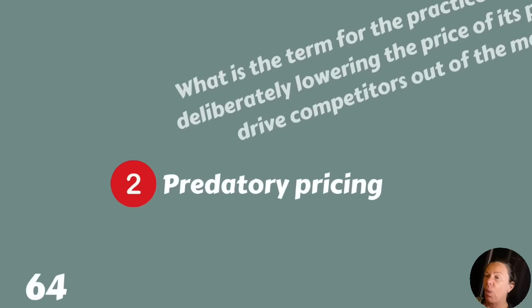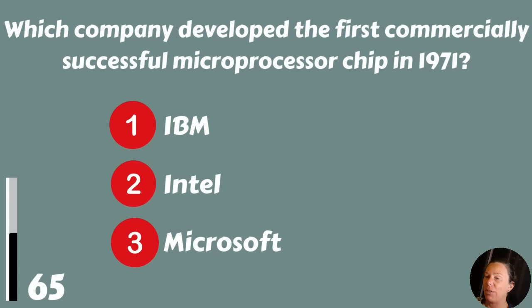Which company developed the first commercially successful microprocessor chip in 1971? IBM, Intel, or Microsoft? Intel.